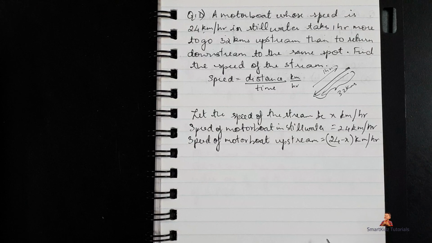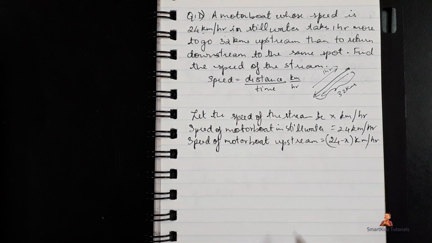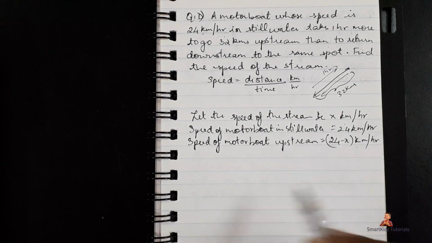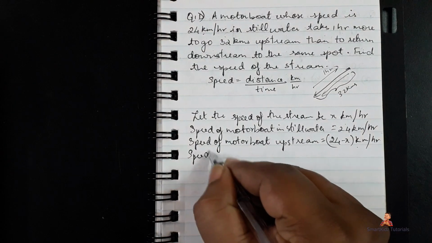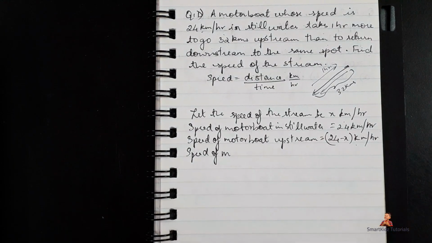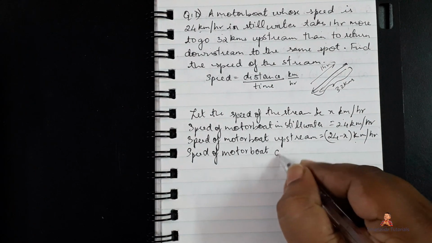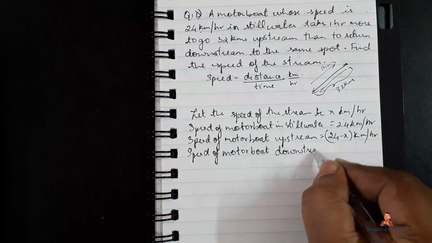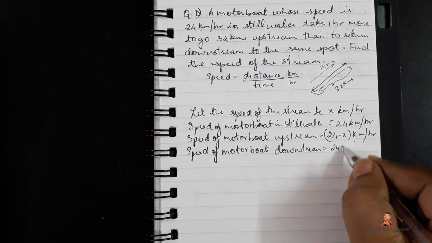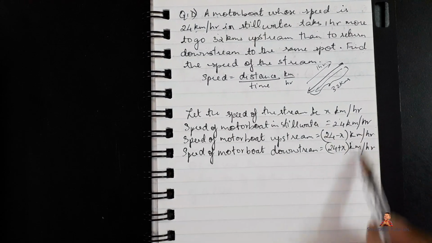Why 24 minus x? This is the speed of the stream, x kilometers per hour. So when you're moving upstream, you are moving against the stream, and that is why when you're moving against, we give it as negative, so negative x. And similarly, when you're moving with the flow of water, that means you're not moving against, so we give it as plus. That is why the speed of the motorboat downstream, with the flow of current, is given as 24 plus x kilometers per hour. I'll tell you why we need to get this.